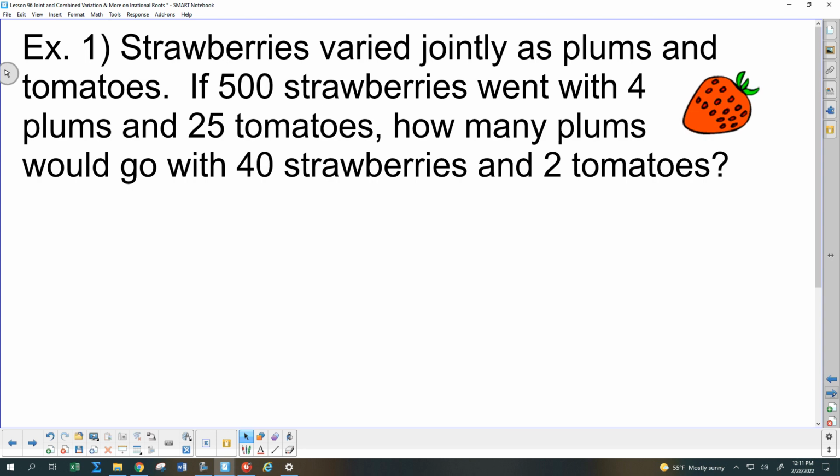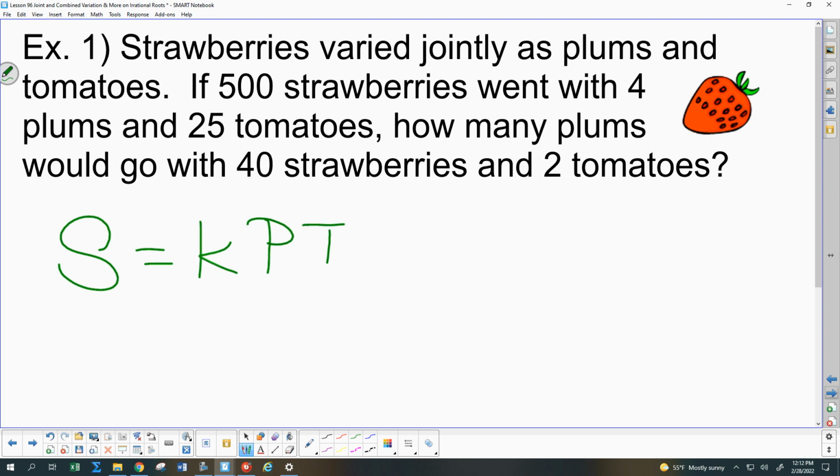So one of my examples on that, strawberries vary jointly as plums and tomatoes. So I start off writing strawberries vary, so S equals K. Where did I just say jointly goes? Point up or down for numerator or denominator. So numerator, so that means both of them go in the numerator, plums and tomatoes, and we multiply all three of those. And that's all they give us for this one. Read it carefully. Was anything squared? Did it vary as plums squared or tomatoes cubed? Always check that you're reading it carefully. We don't need any exponents or square roots.